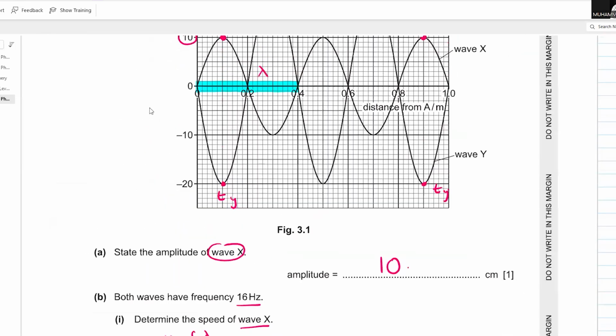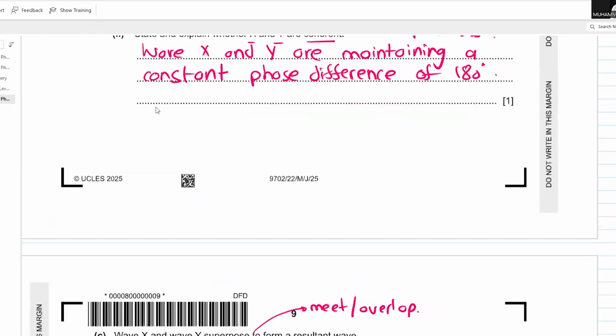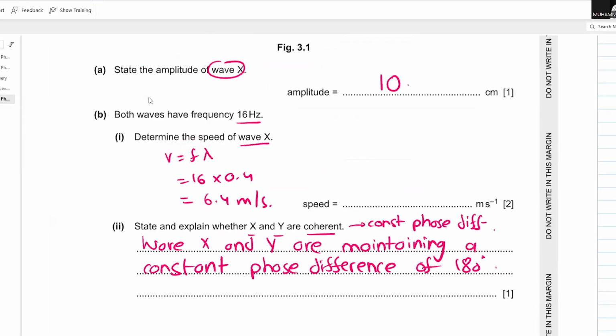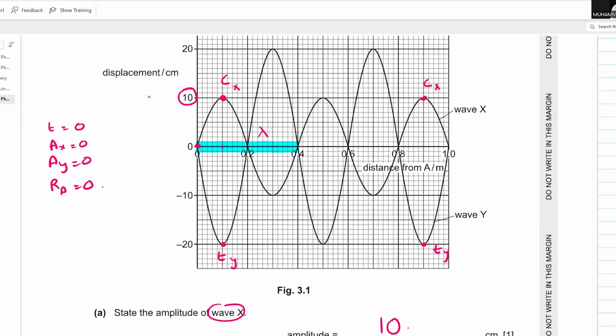Okay. So at time t equals 0, can you realize? At time t equals 0, the amplitude of x is 0, the amplitude of y is 0, the resultant amplitude will be equal to 0. Let's mark that point. Now, at time t equals 0.1 seconds, what is happening? The amplitude of x is 10, the amplitude of y is negative 20. What is the resultant amplitude? 10 minus 20, that is equal to negative 10.